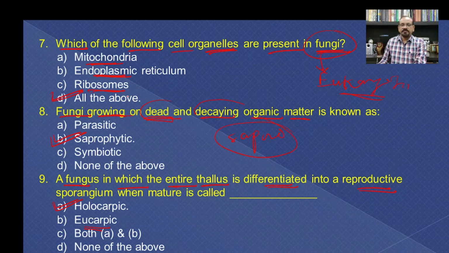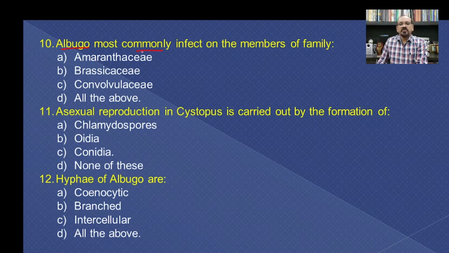Then Albugo most commonly infects members of family. You might have seen that the Albugo forms the white rust disease on Brassica. So Brassica from the Brassicaceae family, then many Amaranthus species from the Amaranthaceae are also infected by the Albugo, and even many members of the family Convolvulaceae are also infected by the white rust caused by the Albugo, and hence all the above become the answer for this question.